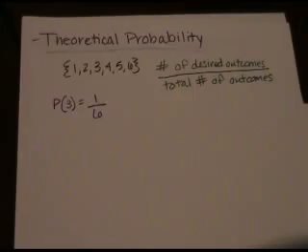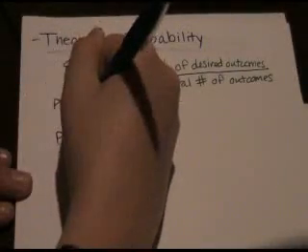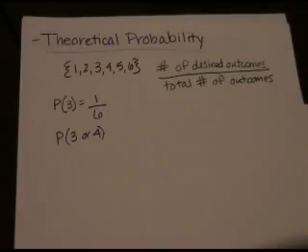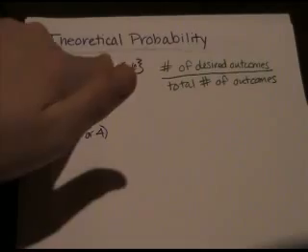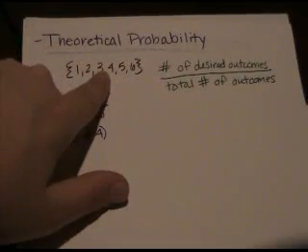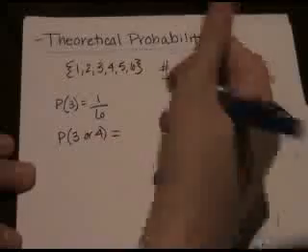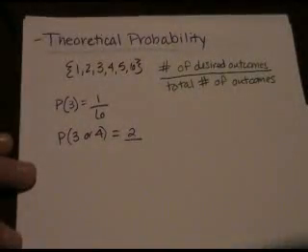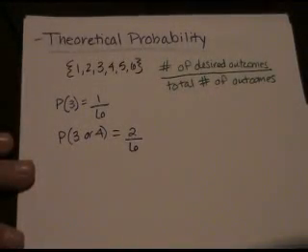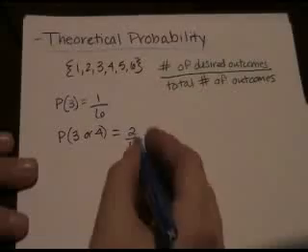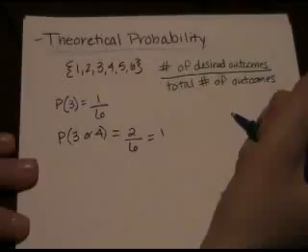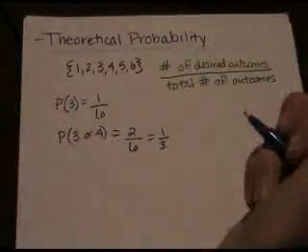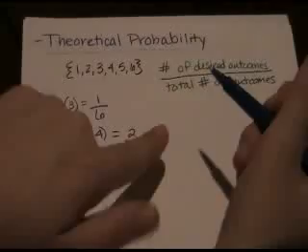Now, theoretical probability, you can also extend it and say, okay, well, what's the probability of rolling a 3 or a 4? Well, you look through your sample space and say, well, 2 numbers satisfy those qualifications, the 3 and the 4. So the number of desired outcomes would be 2, and the total number of outcomes would still be 6, because 6 things could happen. Now, do remember that in probability we always reduce our fractions. So 2 over 6, 2 goes into 2 once, 2 goes into 6 3 times. So the probability of rolling a 3 or a 4 is 1/3.